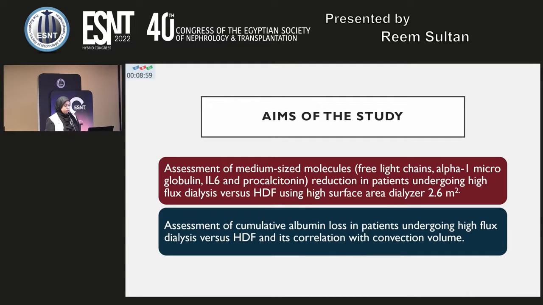The aim of our study was the assessment of medium-sized molecules, including free light chains, alpha-1 microglobulin, interleukin-6, and procalcitonin reduction in patients undergoing high-flux dialysis versus HDF using a high surface area dialyzer. Another endpoint was assessment of cumulative albumin loss in patients undergoing high flux versus HDF using the 2.6 dialyzer.